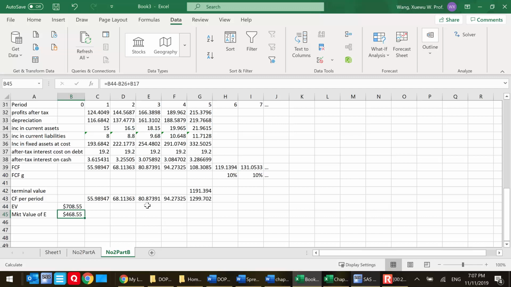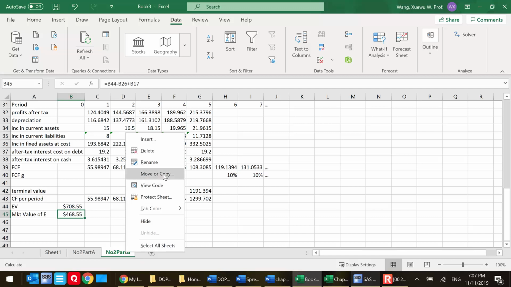We're recycling based on what we did for part A. Part C is saying, can you build a data table and look at the sensitivity of the equity value to the SGA? SGA should vary from $0 to 600 per year. So what should we do?